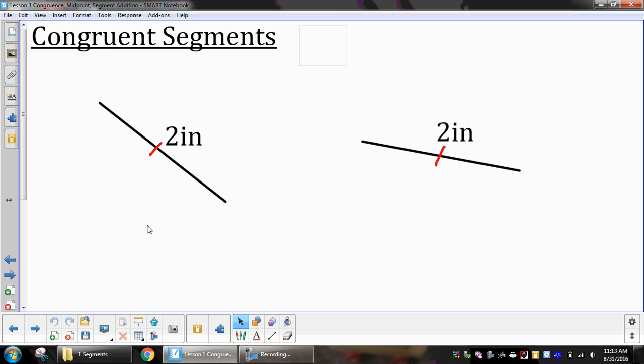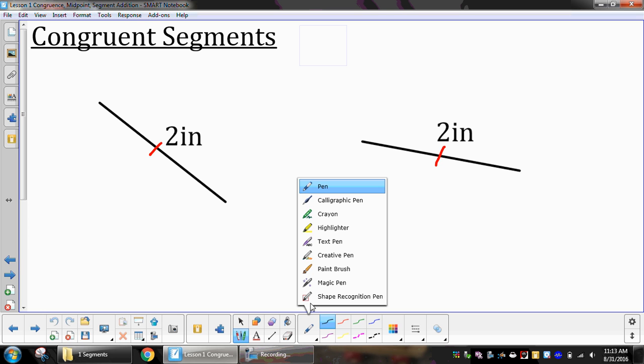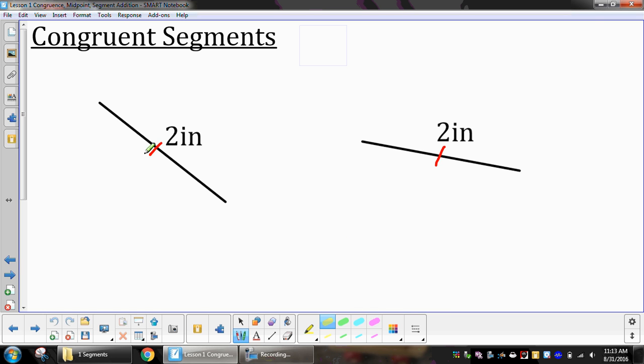The first thing I want to talk about is when two segments are congruent. What it means for two segments to be congruent is that they are the same length. You can see here I have two segments, and they're both 2 inches long. You can also notice that I have two little red slashes that go through the segments. That symbolically tells you that the segments are congruent.